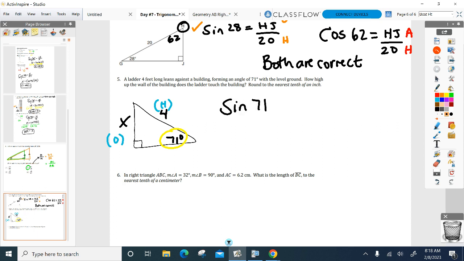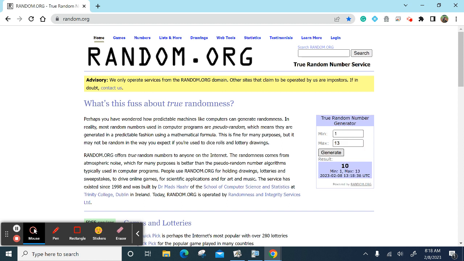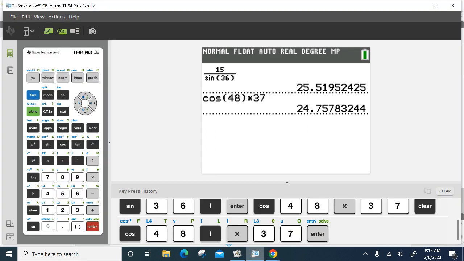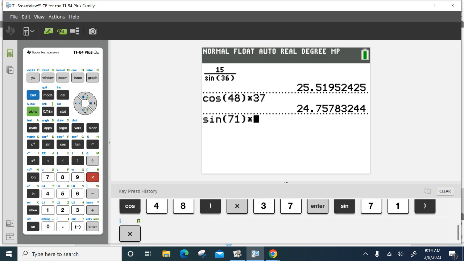Sine 71 equals what over what? X over 4. Good. Anybody want to chime in before I finish the problem? All right, hold on, Anna. Put it over 1. Cross multiply. X equals sine of 71 times 4. Go to my calculator. Sine button, 71, times 4.